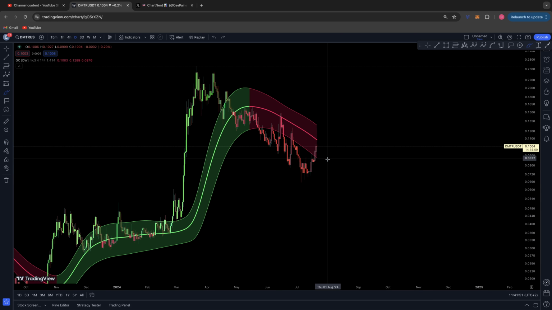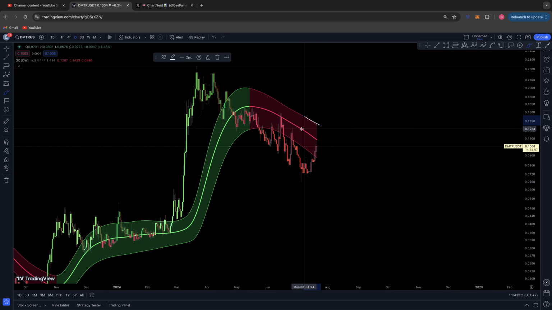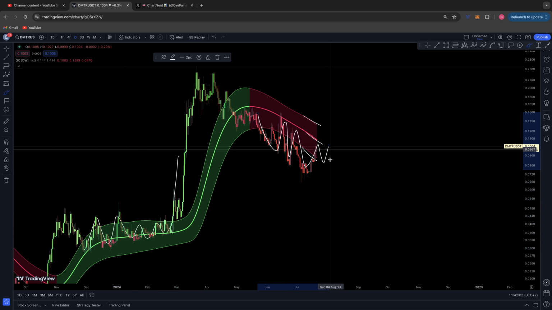So there are three types of bands on the Gaussian. You've got the top band, the mid band, and the low band. When you're above them and holding support on these bands, this is an uptrend. When you're below them and hitting your heads on resistance, this is indicating you're in a downtrend.